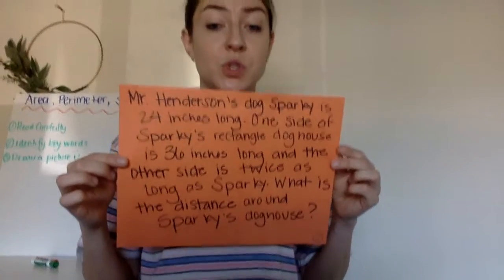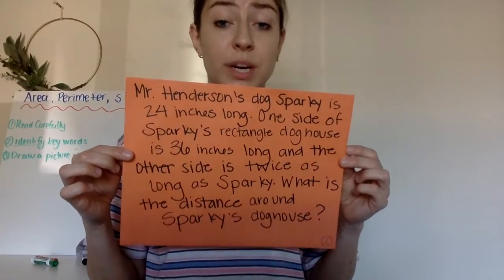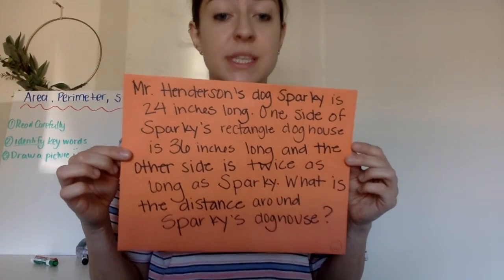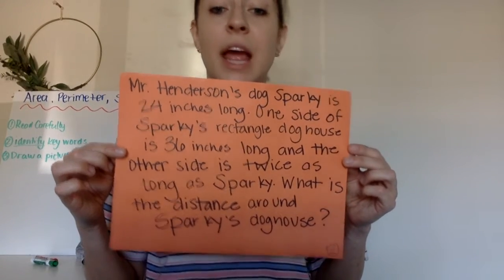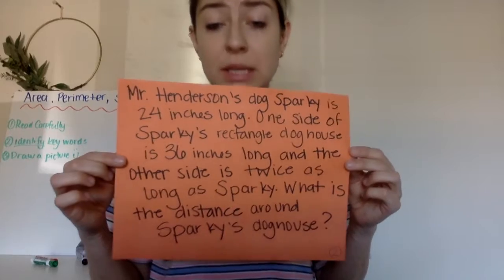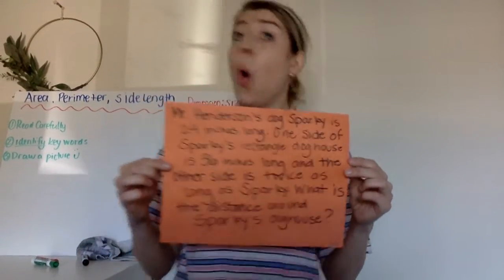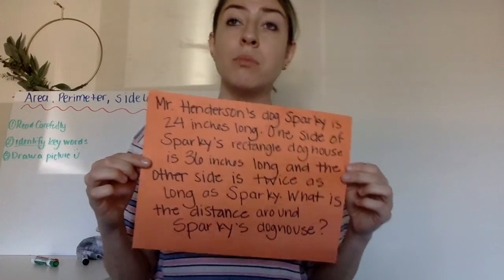Mr. Henderson's dog Sparky is 24 inches long. One side of Sparky's rectangle doghouse is 36 inches long, and the other side is twice as long as Sparky. What is the distance around Sparky's house? Whew, let's read that one more time.